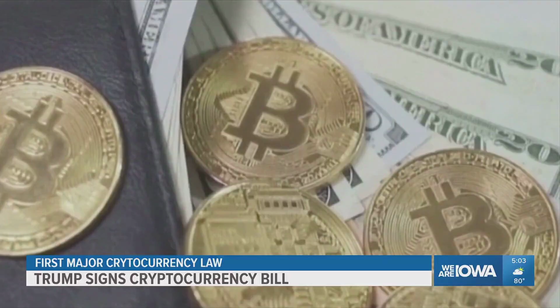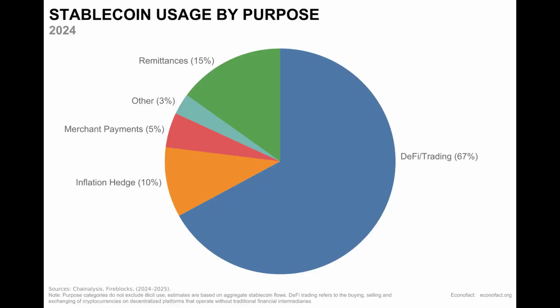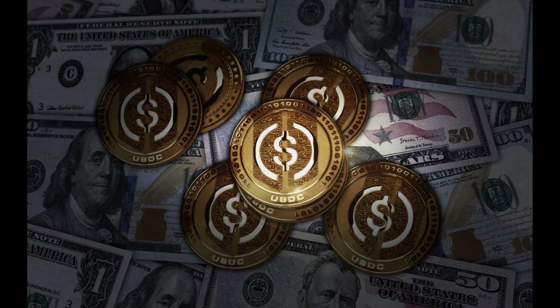2. Consumer protection versus innovation. The Act's emphasis on consumer protection, including requirements for transparency and reserves backing stablecoins, might seem to stifle innovation. However, it actually encourages responsible innovation by providing a clear regulatory environment. This clarity can foster innovation as businesses will have defined parameters within which to operate, thus reducing the uncertainty that has previously hampered investment in the digital asset space.